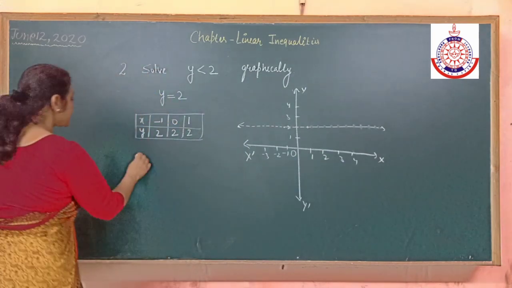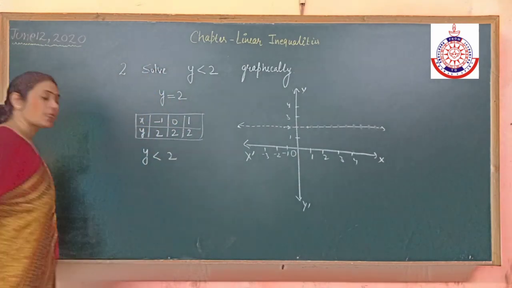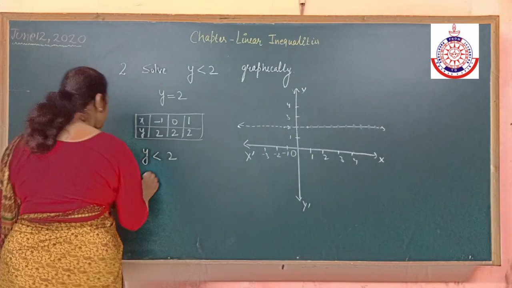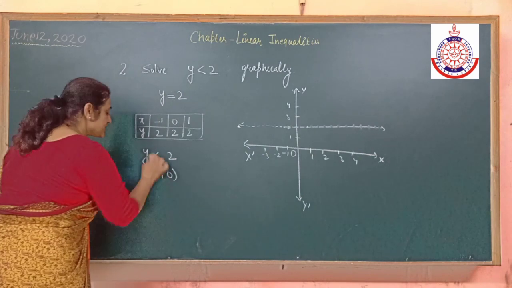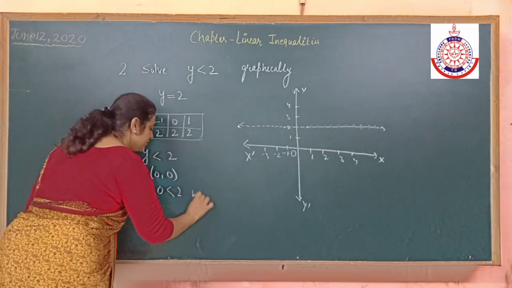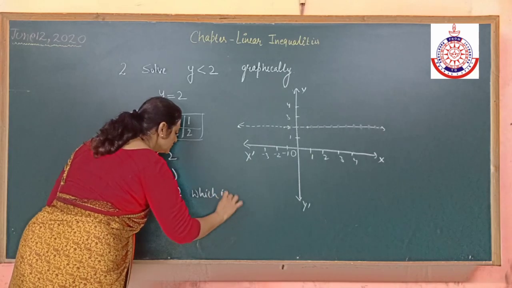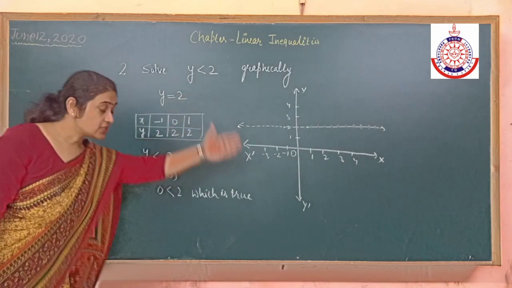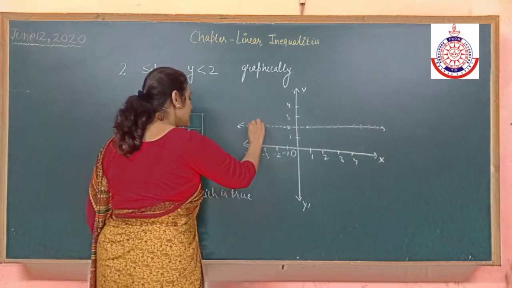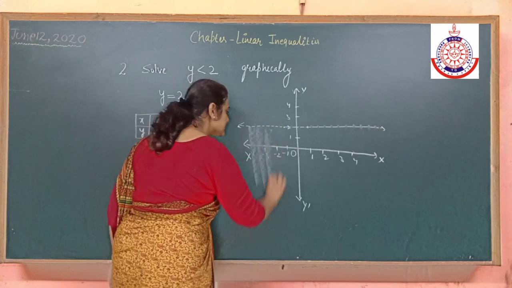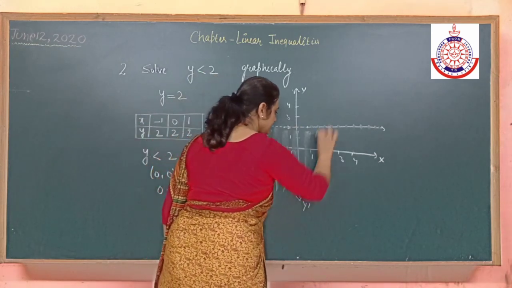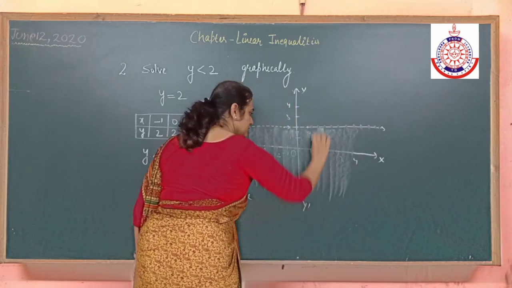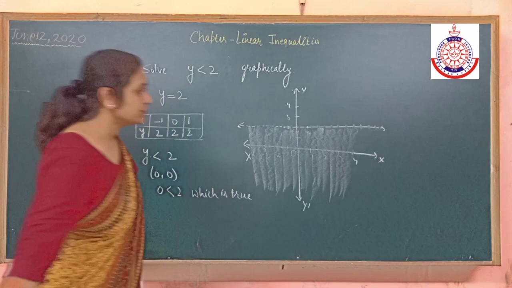So what do I do? I pick up any point. I told you the preference, the easier one, is always 0, 0. Let's pick up 0, 0. There is no x, just a value of y, and which is true. So that means which side? 0, 0 is satisfying it. That means my solution region is this.